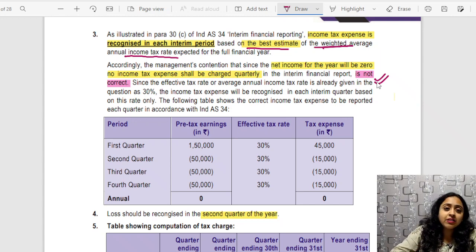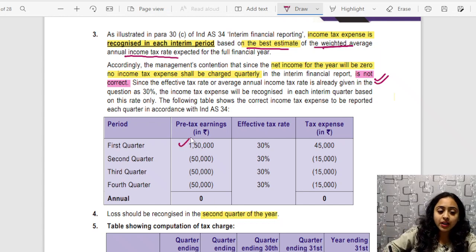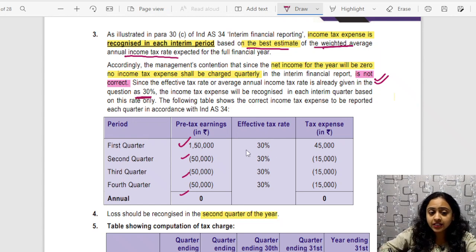Okay, if there are high sales or low sales, the tax income is equal in each year. Or what I am saying is interim periods. For every interim period, it should be on the weighted average basis, on a standard weighted average effective rate. What you have to follow for tax purposes? Weighted average effective rate. Okay, so first quarter is 1,50,000, then 50,000 loss. Effective rate is 30%. It is given in the question.